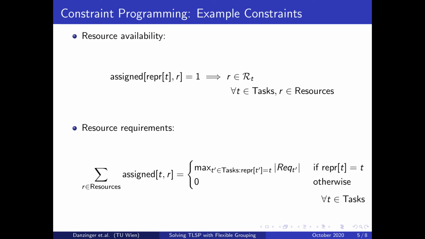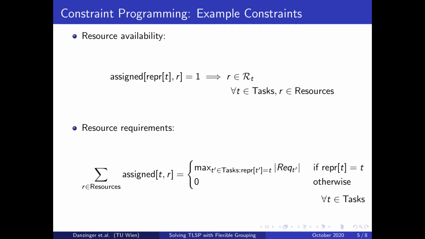Let's take a look at two example constraints to see how this works. On a high level, the first constraint makes sure that a job is only assigned resources that are available to all of its tasks. The second constraint makes sure that each job is assigned enough resources to cover its most demanding task.